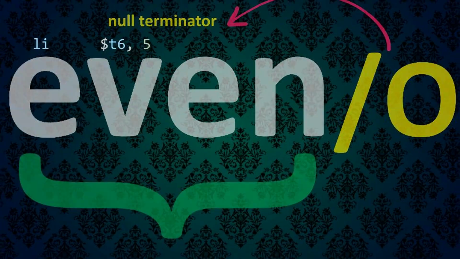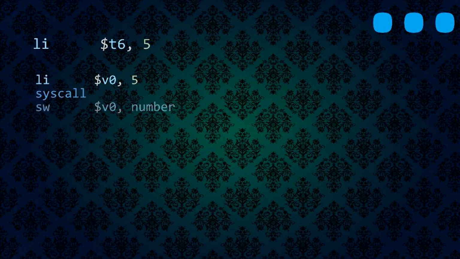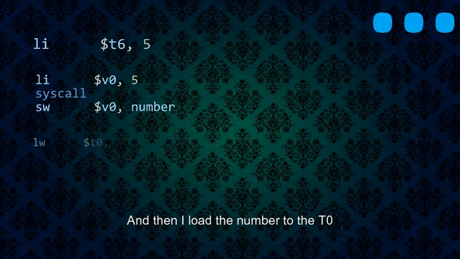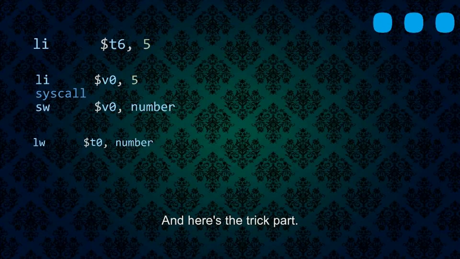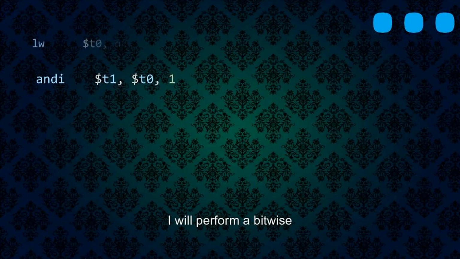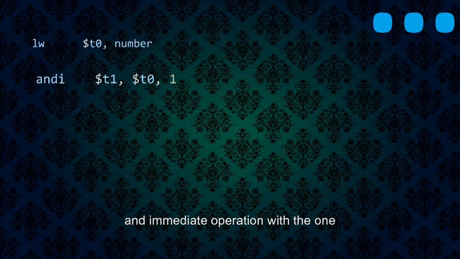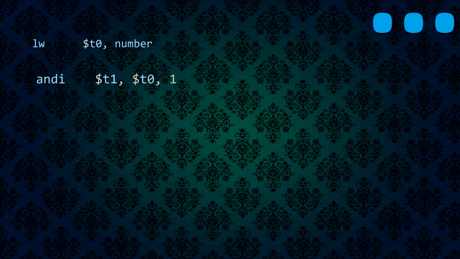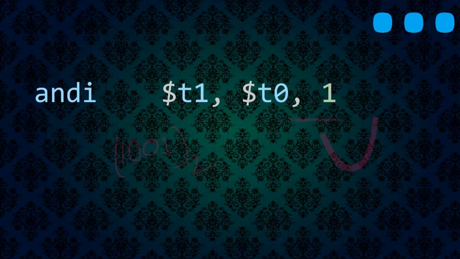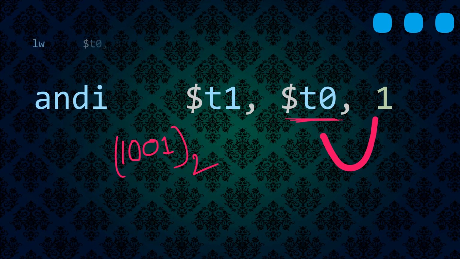Alright, now we need to take the input from the user. So I make a system call accordingly, passing 5 to V0, and then I load the number to the T0 register. And here's the tricky part. I will perform a bitwise AND immediate operation with 1 on the input number, and this will help me figure out if the LSB is 1 or 0.